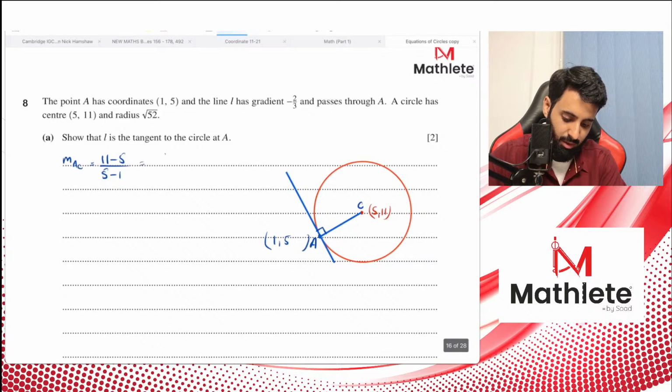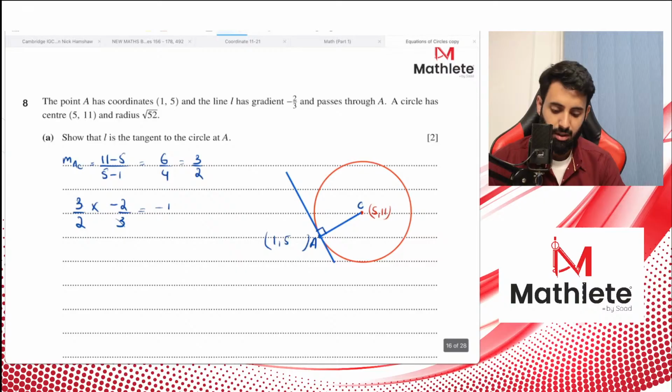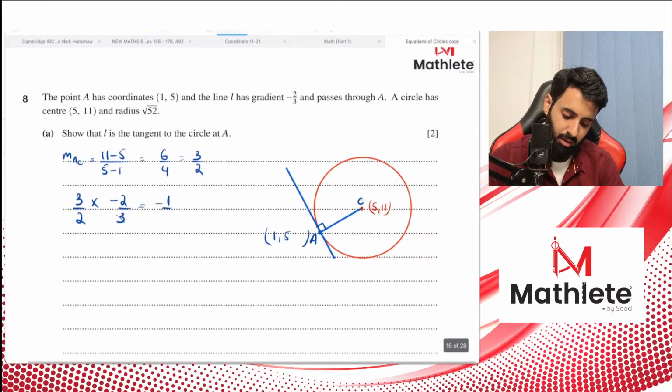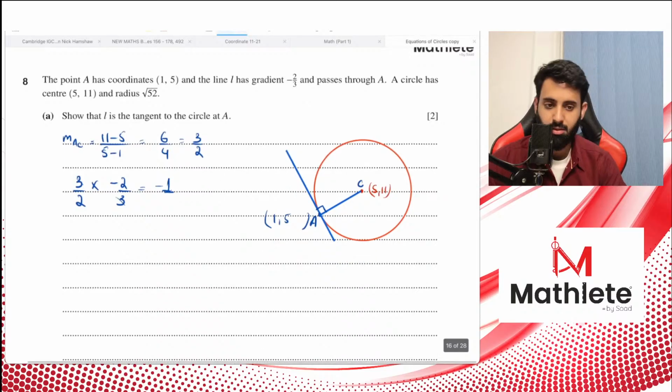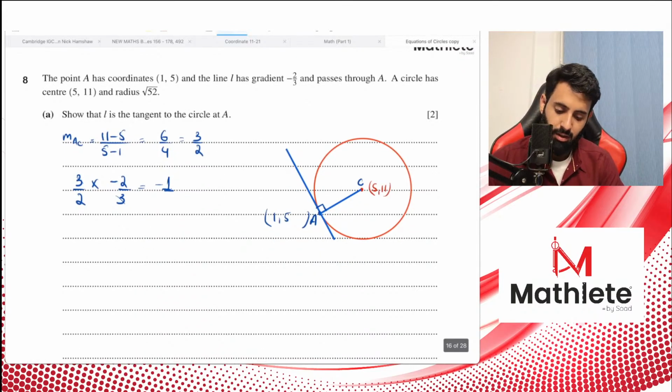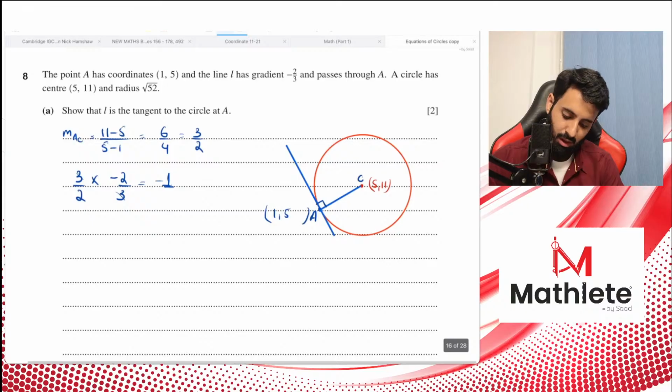5 minus 1 is 4. 6 upon 4, when you simplify it, is 2 upon 3. Okay, now if two lines are tangent, that means the product of their gradients is going to be equal to what? The product of their gradients is going to be equal to minus 1. And we can see that is the case. If you multiply the two gradients together, you do actually end up with minus 1. So there you go, we have proved that they are indeed tangent.